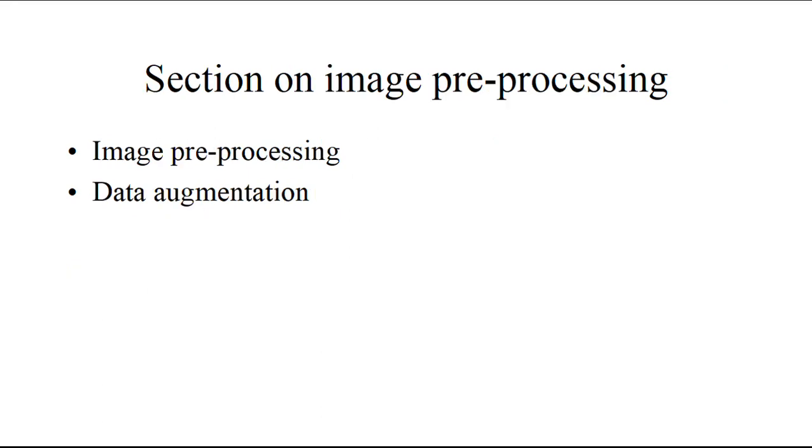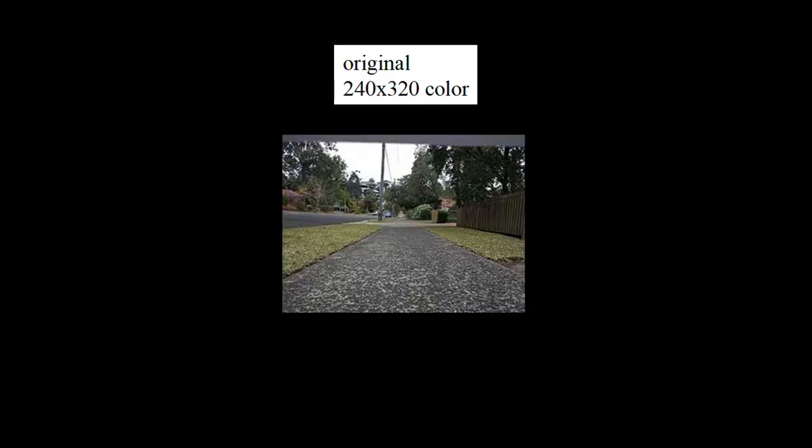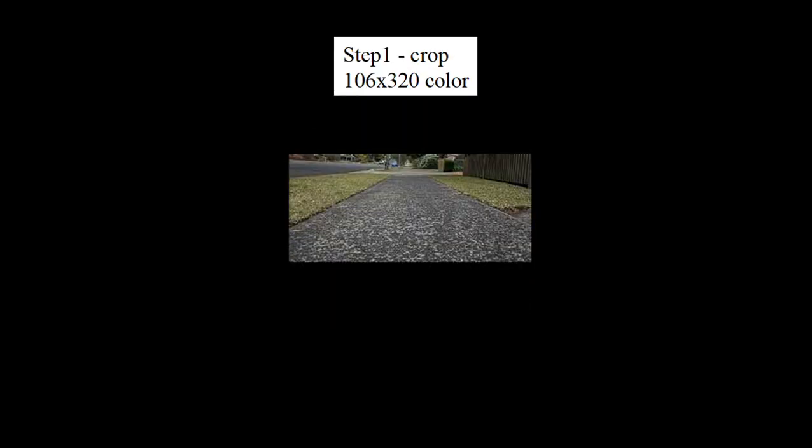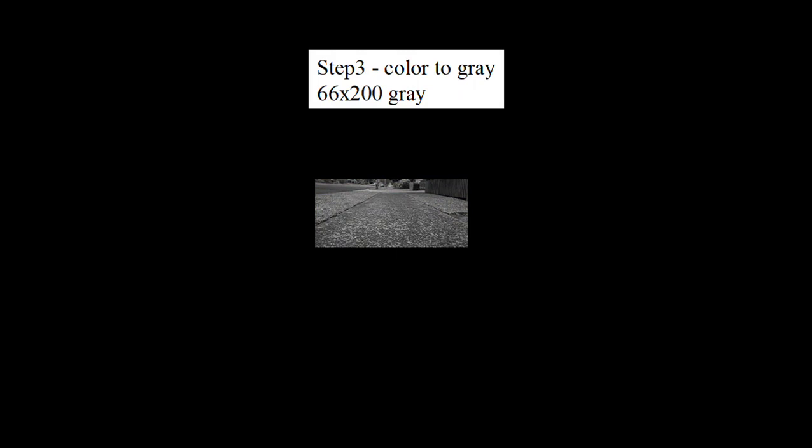With all the data collected, we need to do some pre-processing and data augmentation. This is the image from the Jcontrol. Focus on the front camera view. We get rid of the trees and skies, and then resize to 66 by 200, the Nvidia model specification. And then I remove the color and it becomes grayscale. I reckon if I can drive Jeribot using a grayscale image, the AI model should be able to.